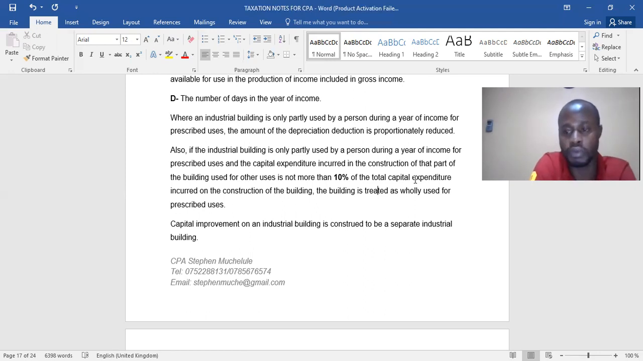The initial allowance of a building is very tricky. You need to mark it. Very tricky, 20%, and it does not apply on an approved commercial building.